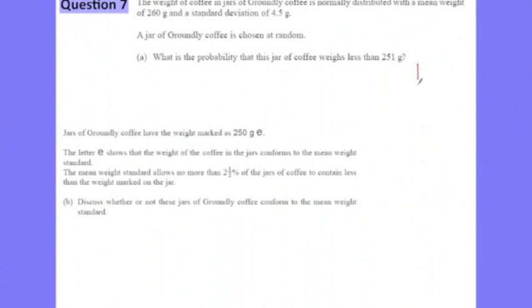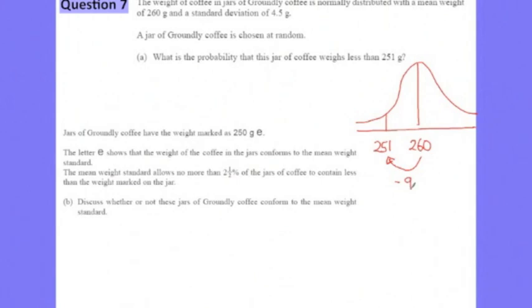If this is normally distributed, it says in the question, the line here is our mean, 260. Got a bell-shaped curve, remember it's just a sketch. And we're looking for 251. So it's going to be somewhere this side, 251. How far from the mean is this? Subtract 9. Standard deviation, 4.5. How many deviations? This is 2 times standard deviations.